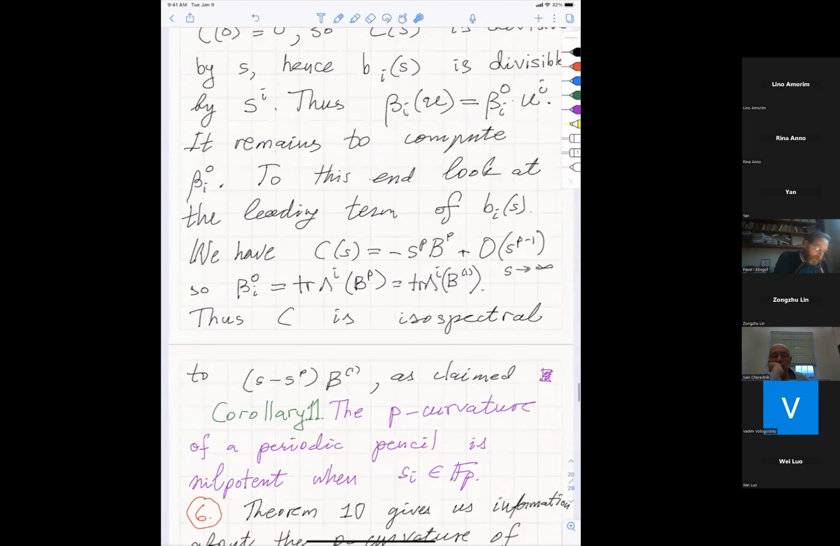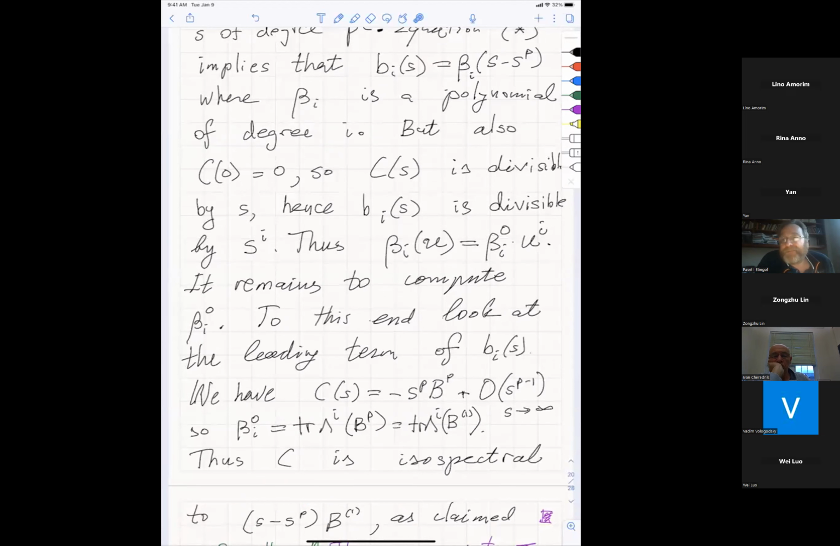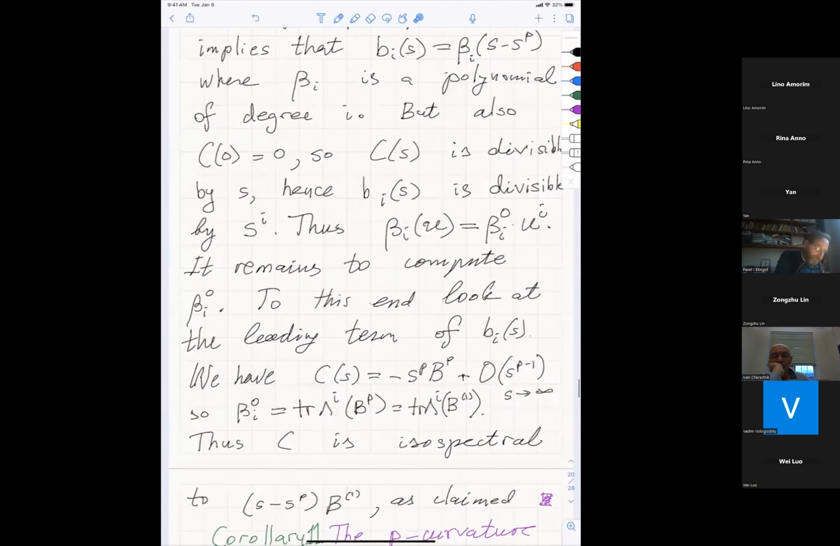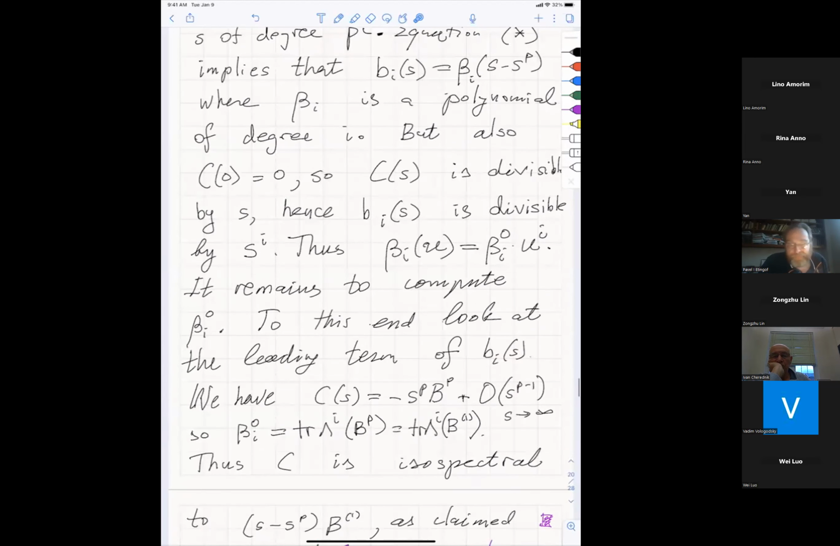Okay, any questions? Sorry to interrupt. I get the feeling that you are working in the restricted enveloping algebra. I don't work in any enveloping algebra. There is no Lie algebra, it is just matrices.